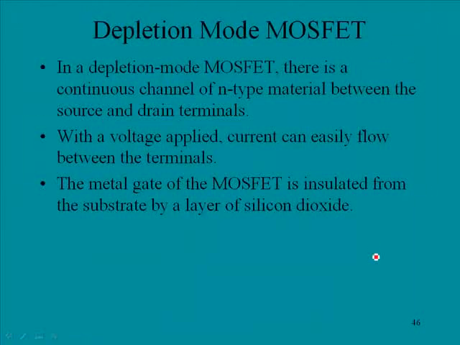Okay, depletion mode MOSFET. In a depletion mode MOSFET, there is a continuous channel of N-type material between the source and the drain terminals. With a voltage applied, current can easily flow between the terminals. The metal gate of the MOSFET is insulated from the substrate by a layer of silicon dioxide.